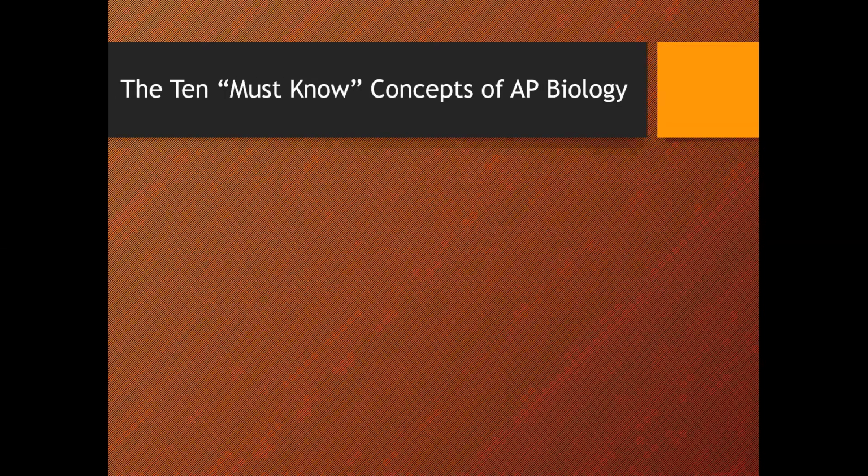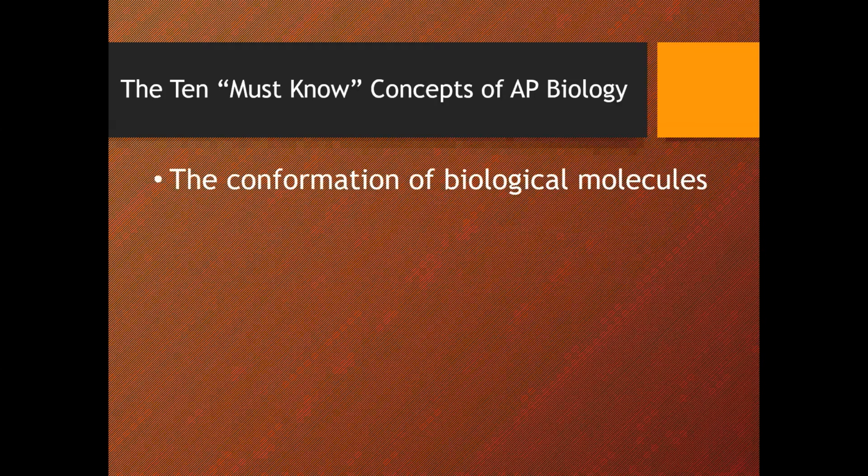So I have taken all this and come up with what I call the 10 must-know concepts of AP biology. And we start, even before we talk about evolution in my classes, by going through these must-know concepts. And students have to know them very well because they keep coming back over and over again as we talk about each of the topics.